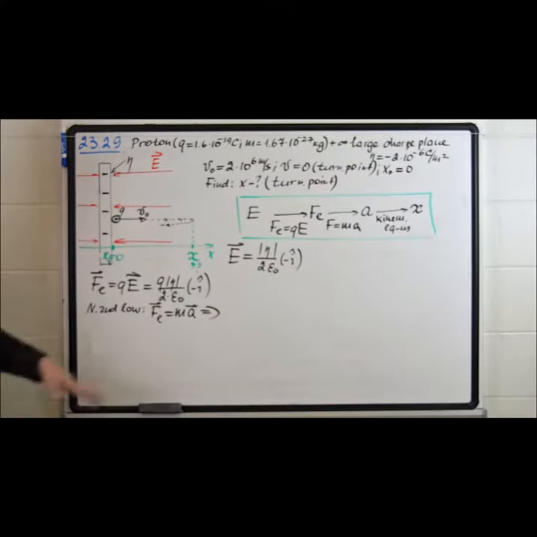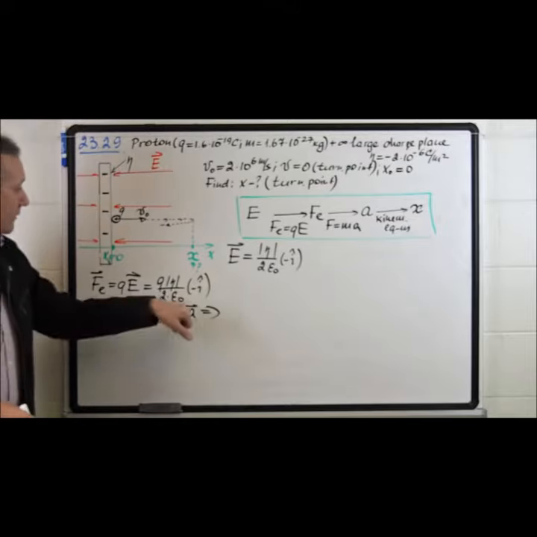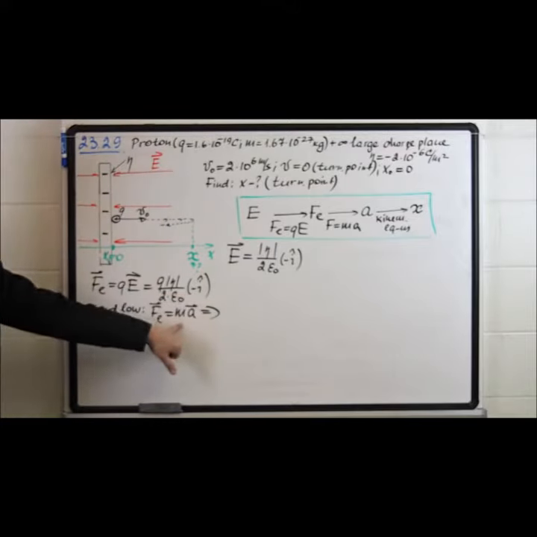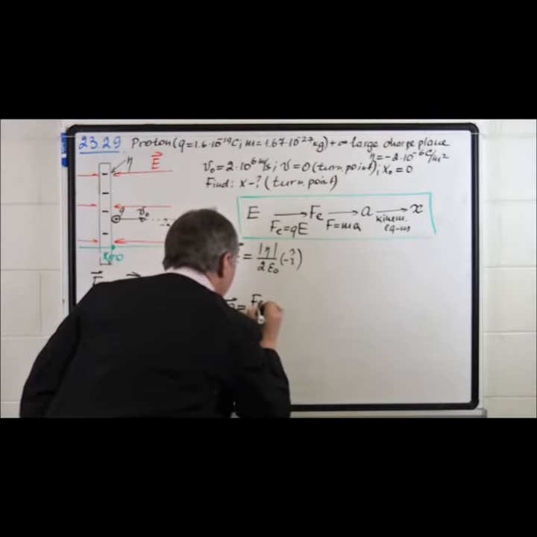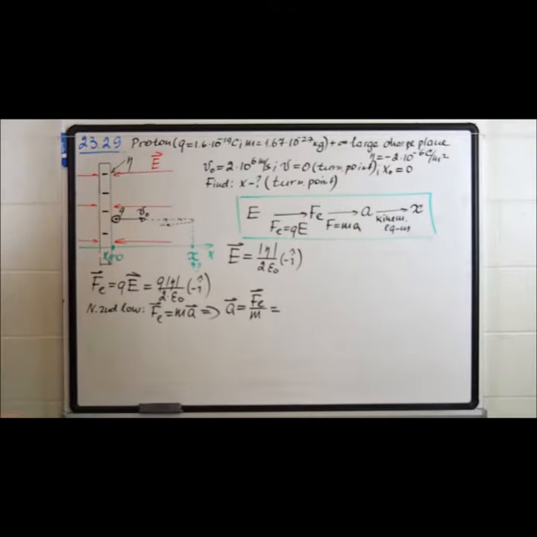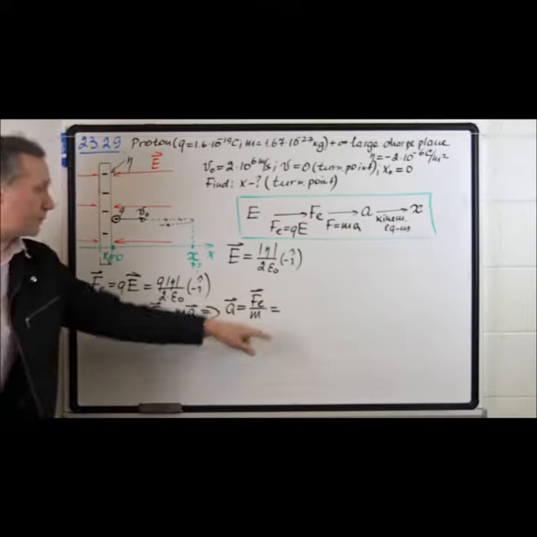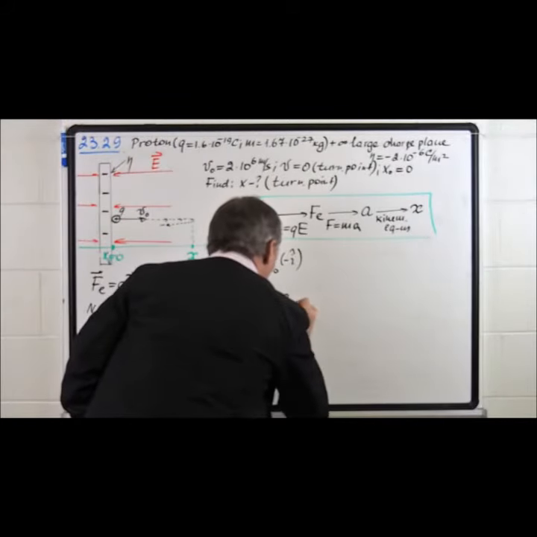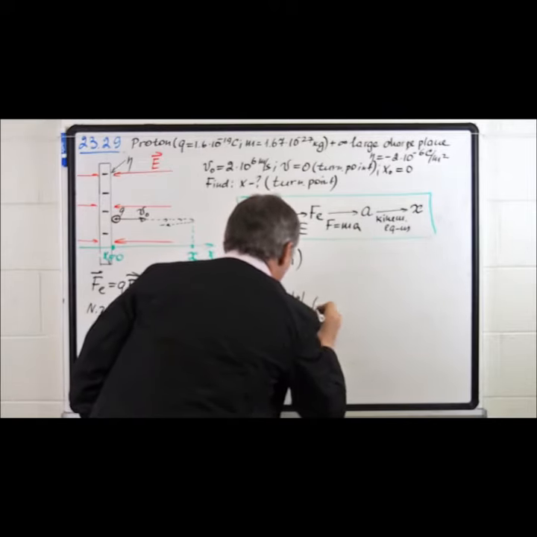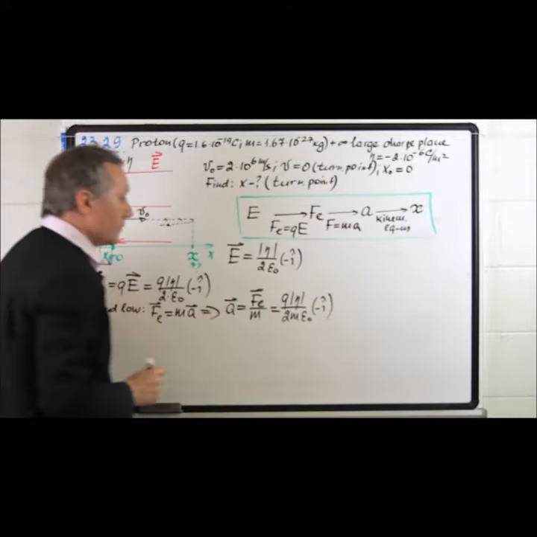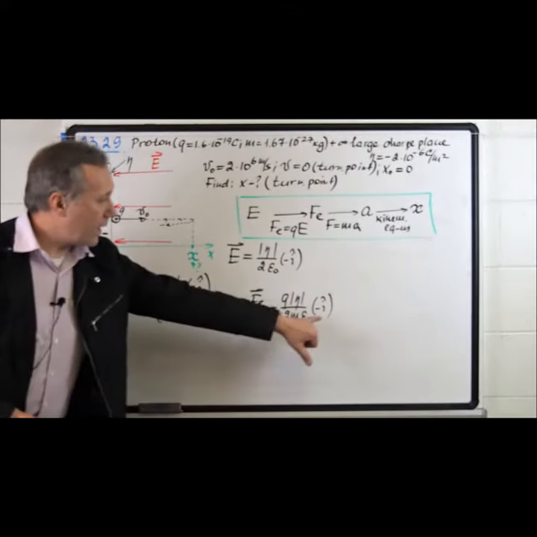So from here we can get acceleration immediately by just dividing this expression by mass. So I will get acceleration equal F electric divided by m. So I'll just rewrite this expression with mass downstairs. So it will be Q, absolute value of eta, divided by 2 m epsilon naught, and it is in the minus x direction. This is i hat.